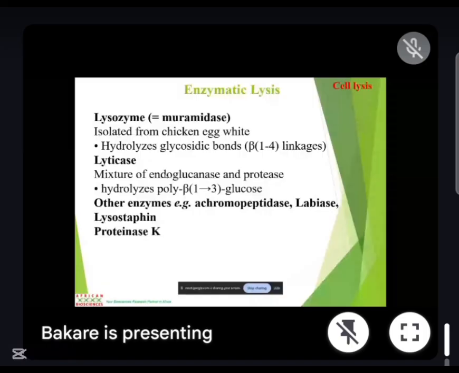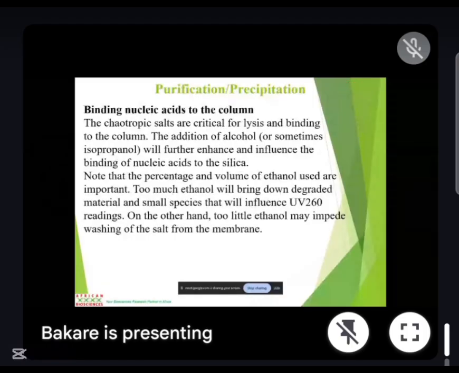Then we go to the next principle. Principle one was cell lysis, and we've talked about the types of lysis that we have. So now after we have lysed, we have centrifuged, we have followed the manufacturer's protocol, then we move to the next stage, which is purification or precipitation. So it is at this stage where the nucleic acid now binds to the column.